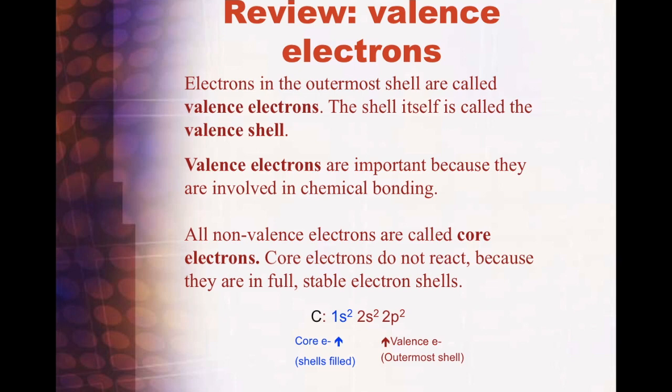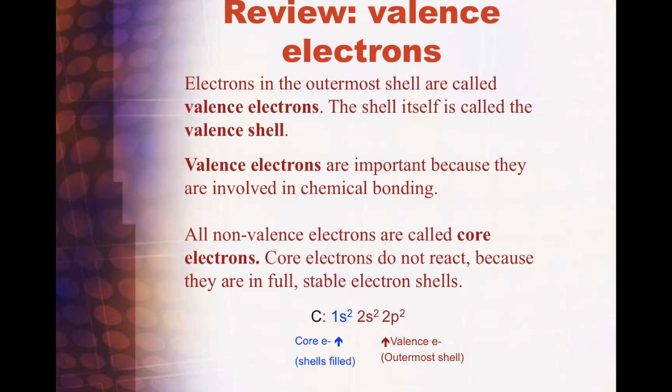Now, all of the electrons that are not valence electrons are called core electrons. Core electrons do not react because the core shells are always completely full, and they're stable, so they don't want to gain or lose electrons. And the image at the bottom here shows the core and valence electrons of carbon.